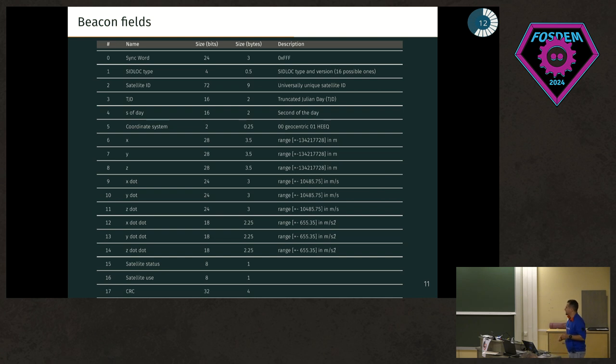These are the full beacon fields. Most of them are related to the position. The most interesting of them are two. It's the sync word, which is all ones, and the satellite ID, which is a unique identifier for its space body, its orbiting body, let's say.